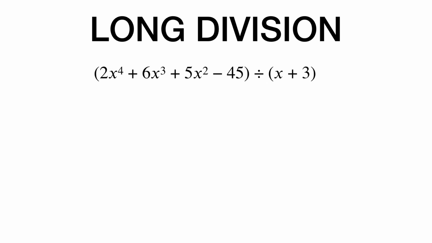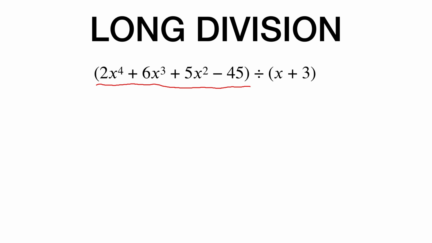2x to the 4th, 6x cubed, plus 5x squared, minus 45, divided by x plus 3. Now, this is where we're going to discuss something very important. As we look at this term right here, what you should be noticing is that we have a quartic term, being the 2x to the 4th. We have a cubic term, 6x cubed, a quadratic term, 5x squared, and we have a constant, but we are missing a linear term. When we divide, we do not want to be missing that term.